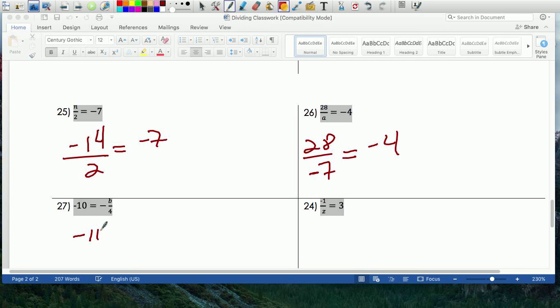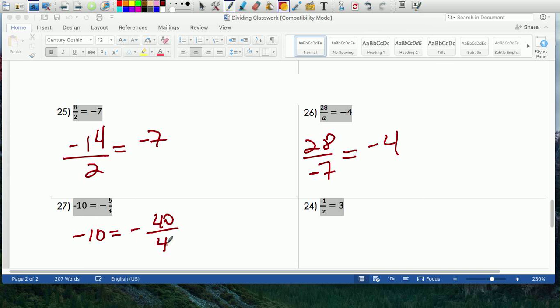Negative 10 equals a number divided by 4. So a number divided by 4 equals 10. Let's focus on the number. What number can that be? Well, what divided by 4 equals 10? You can just multiply this because we can use inverse operation. It would be 40, right?